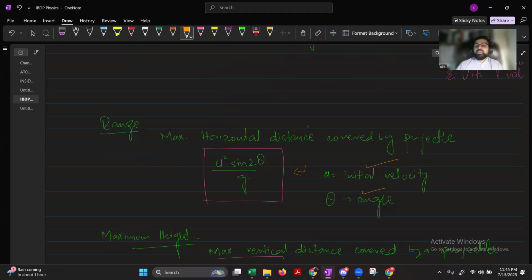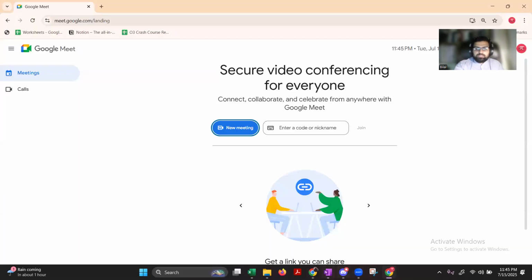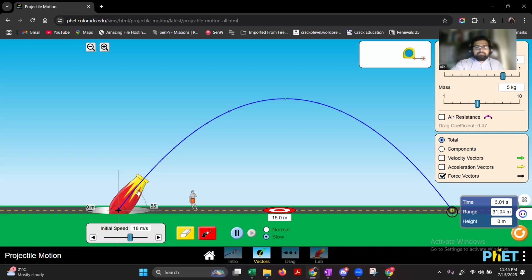They will have the same height, the same time of flight, and the same range, as long as we are neglecting air resistance. Remember this thing. Right now we are talking about the case in which air resistance is neglected. So if air resistance is neglected, mass doesn't matter at all, and both objects will have the same parameters like range, height, and time. These are some of the parameters that we can discuss.